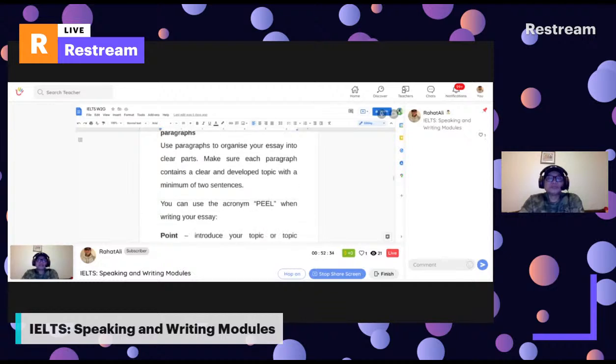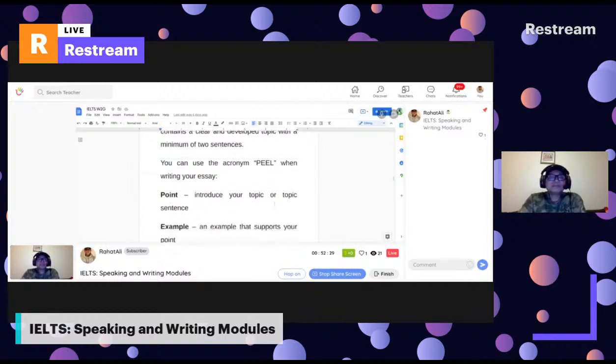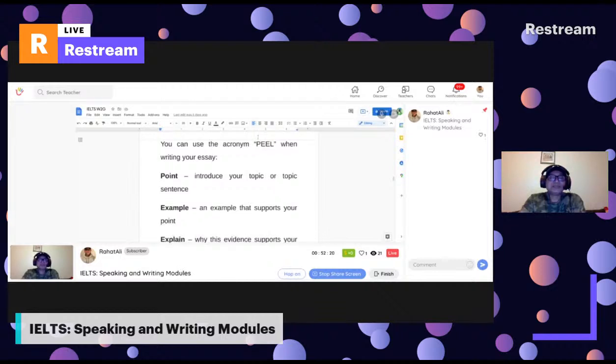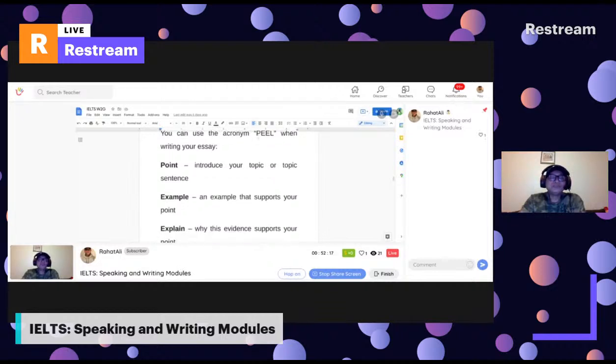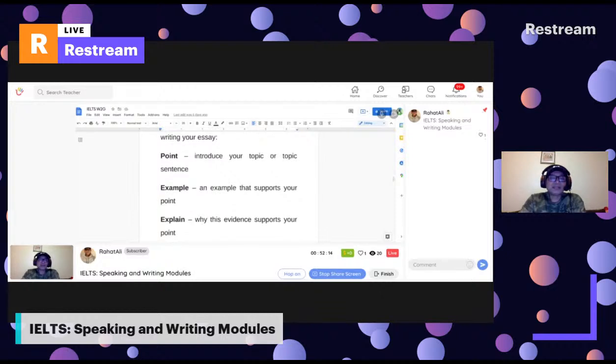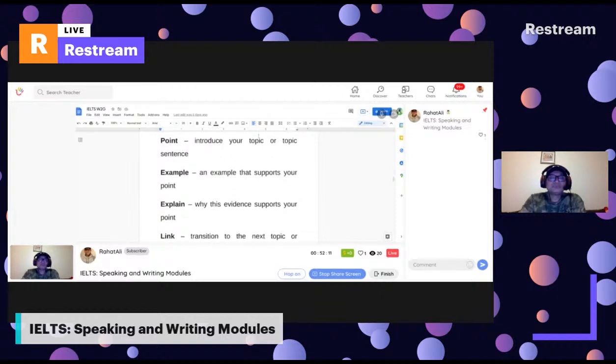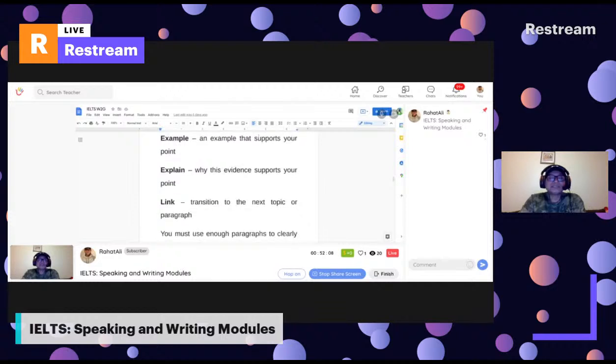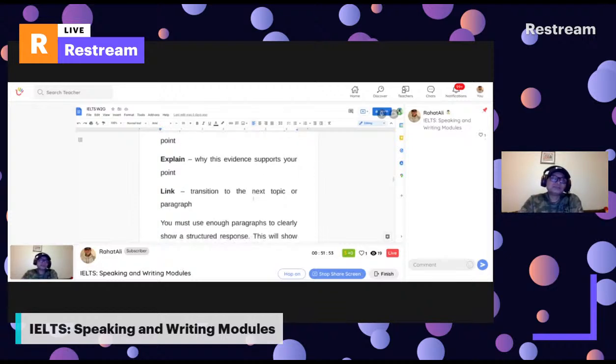You can use the acronym PEAL when you're writing your essay. So what does PEAL mean, guys? P stands for point, introduce your topic or topic sentence. E stands for example, an example that supports your point. E stands for explain why this evidence supports your point. L, link, transition to the next topic or paragraph. So whenever writing, make sure, guys, your last sentence should be related to the next paragraph's first sentence or the next paragraph's summary.